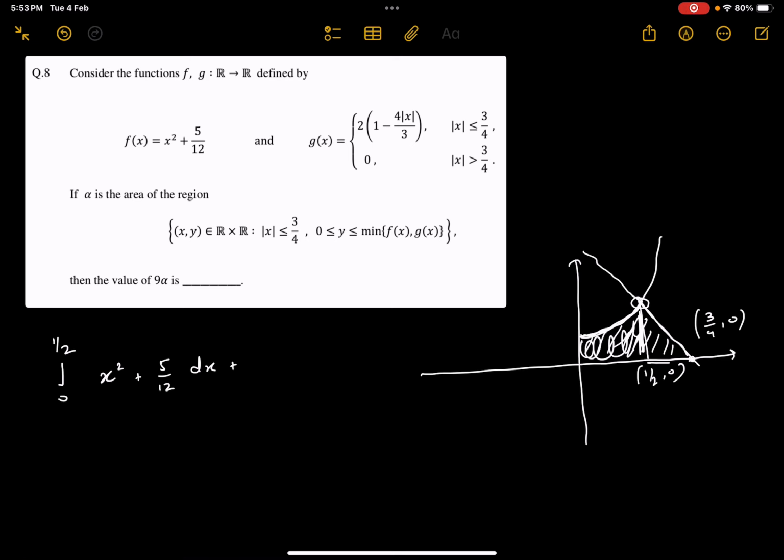Plus, from half to 3 by 4, instead of integrating, we'll just do half base into height. Base is 3 by 4 minus 1 by 2, which is 1 by 4, into height is 2 by 3. Height here is f of half, which is also g of half.